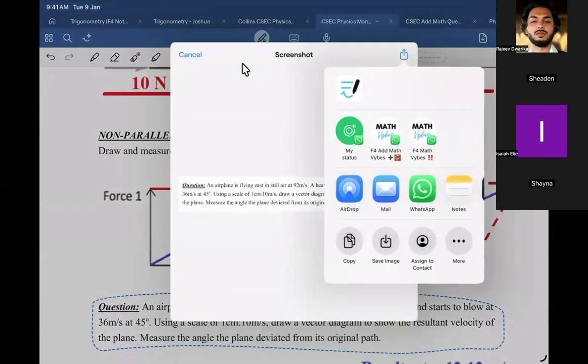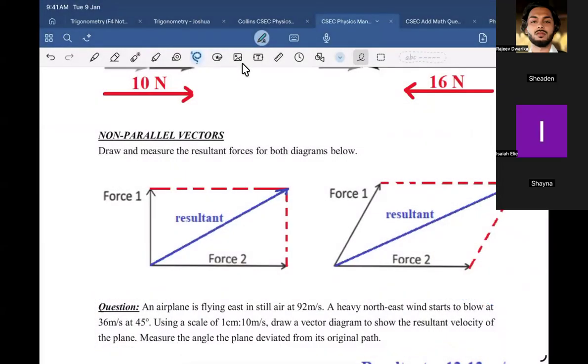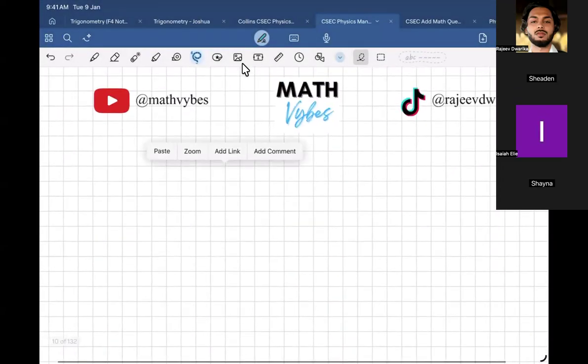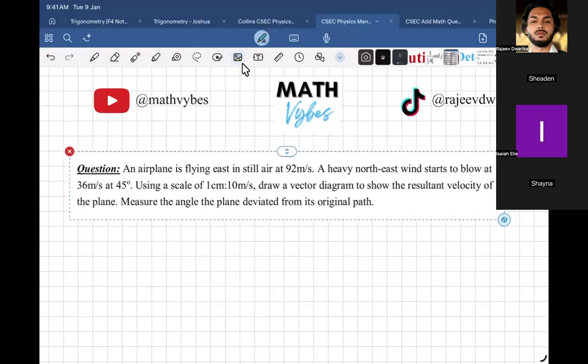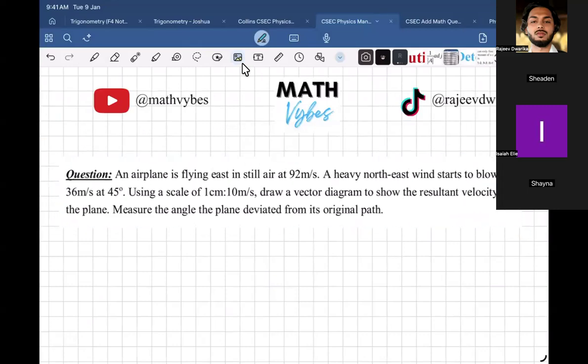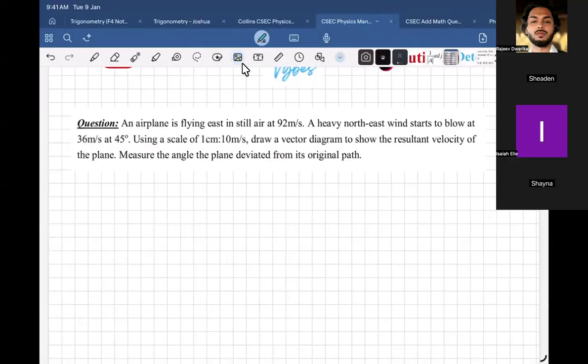Do any of you know about the cosine rule? Yeah or no? Okay. So Isaiah, I'd like you to read this question. An airplane is flying east in still air at 92 meters per second. A heavy northeast wind starts to blow at 36 meters per second at 45 degrees. Using a scale of 1 cm to 10 meters per second, draw a vector diagram to show the resultant velocity on the plane. Measure the angle the plane deviated from its original path.